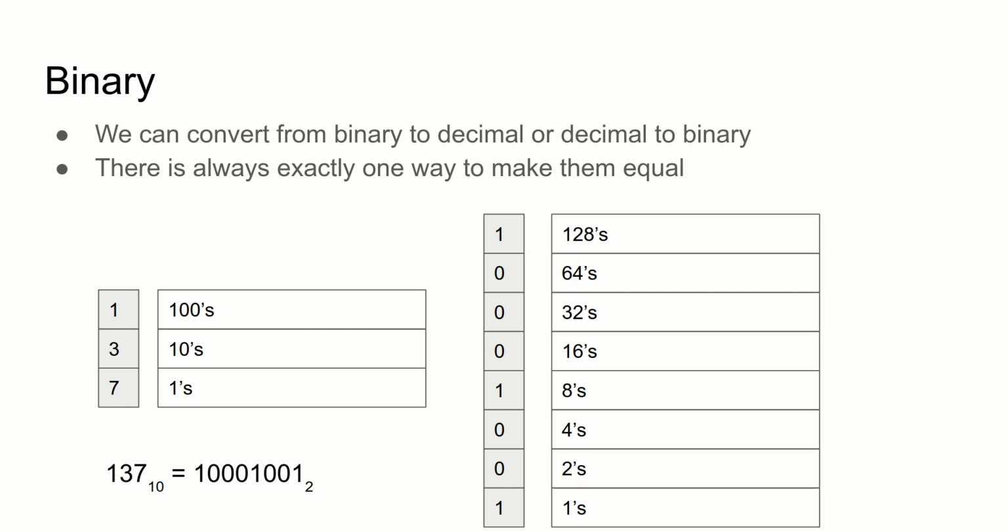So we can convert any binary number to decimal or any decimal number to binary. Remember that we're limiting ourselves right now to integers because we've already seen that floating point numbers are even more complicated. They have an interesting structure that adds a lot of complexity. So for integers, we can convert from binary to decimal or decimal to binary, and there is always exactly one way to make them equal.